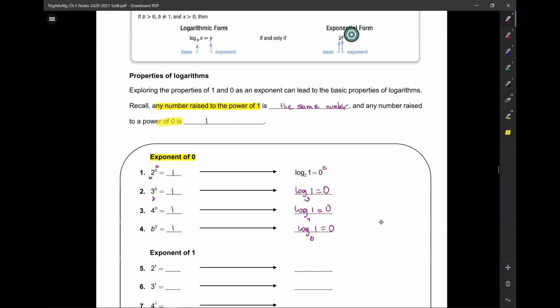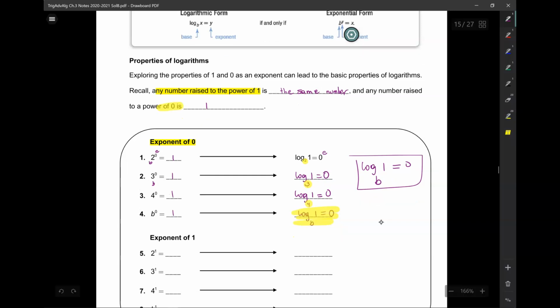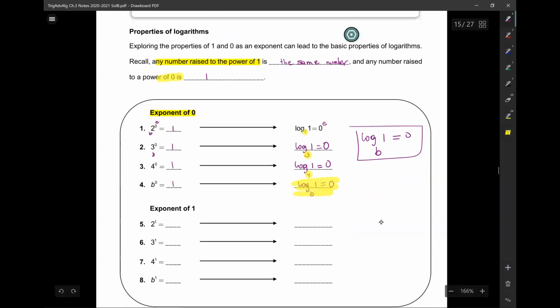Okay, let's step back for a minute. Look at what you have here. Do you see a pattern? I have log of the number 1 equals 0, every time. So what does that mean? That means in general, log of 1 in any base is equal to 0. That's a very, very important property. All right, so let's do exponent of 1.